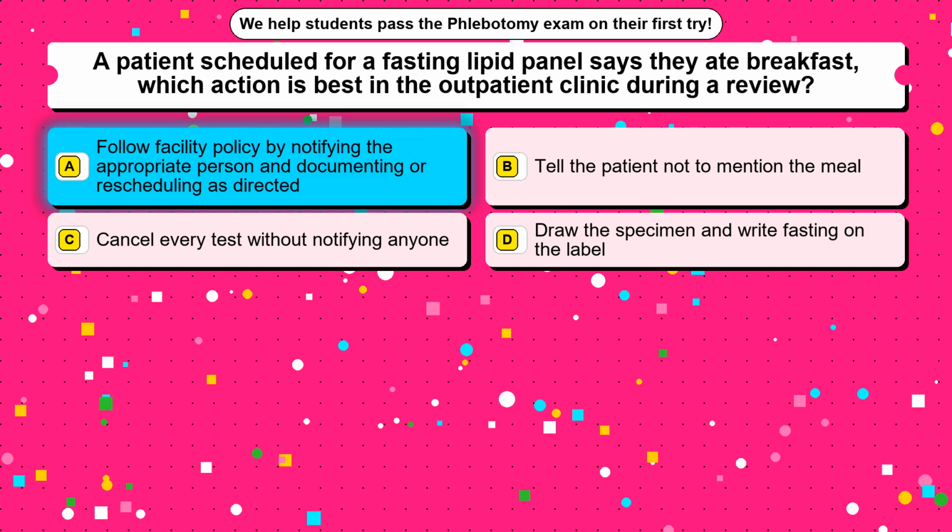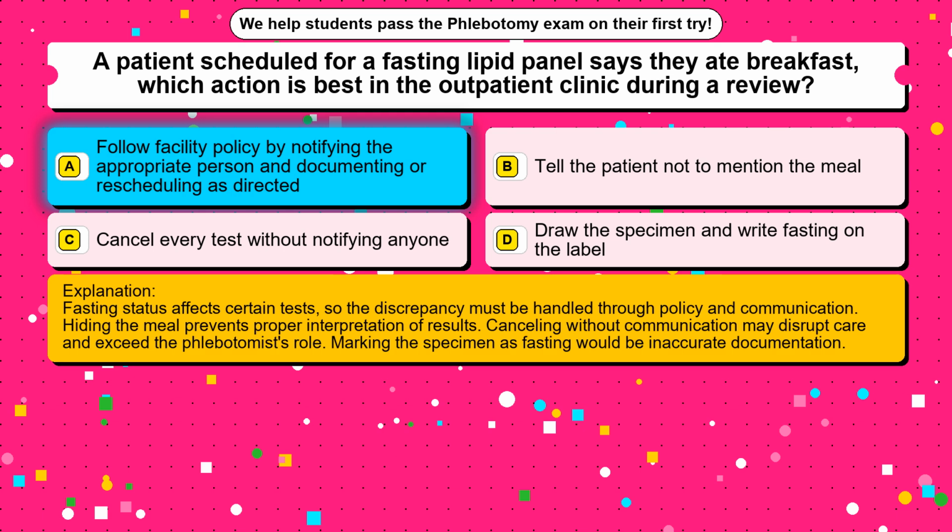The correct answer is option A. Follow facility policy by notifying the appropriate person and documenting or rescheduling as directed. Fasting status affects certain tests, so the discrepancy must be handled through policy and communication. Hiding the meal prevents proper interpretation of results. Canceling without communication may disrupt care and exceed the phlebotomist's role. Marking the specimen as fasting would be inaccurate documentation.